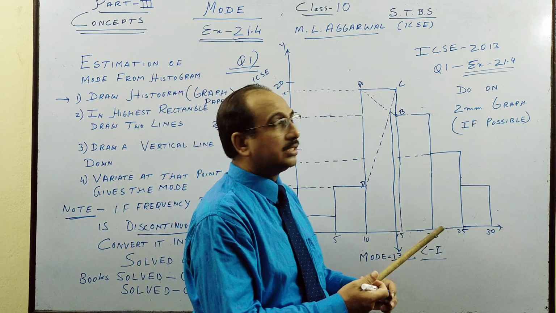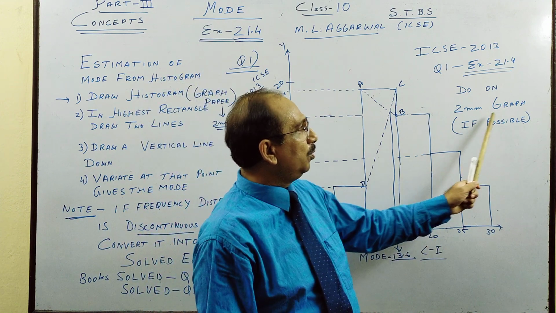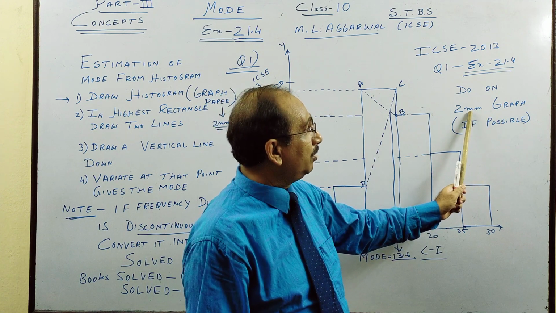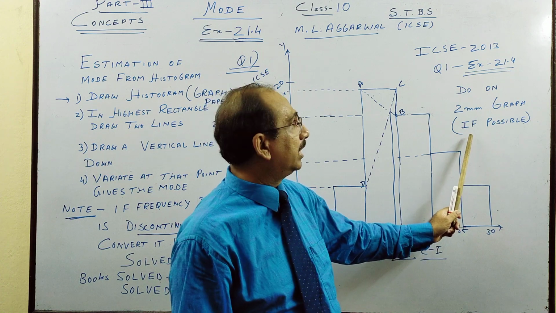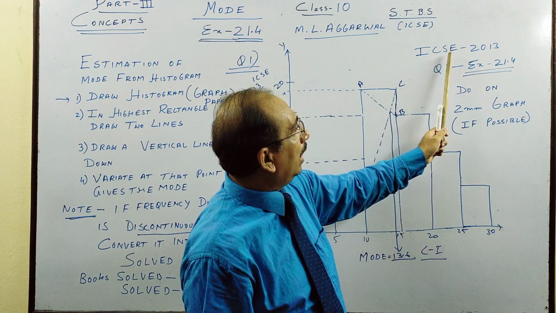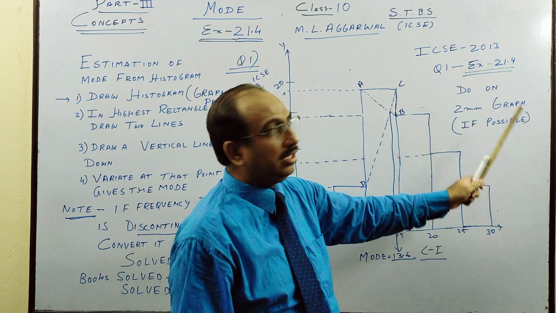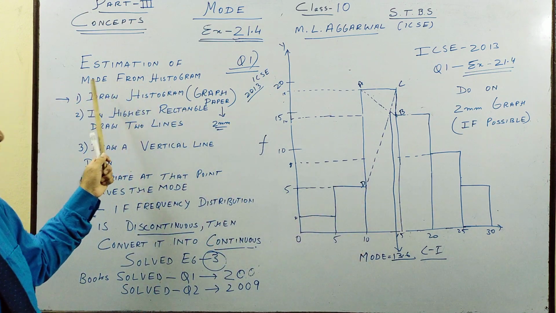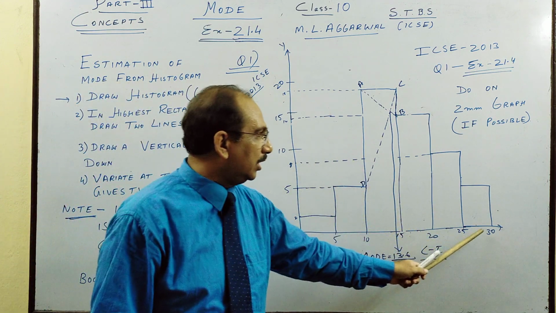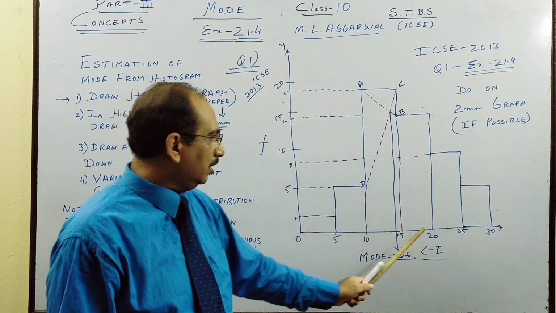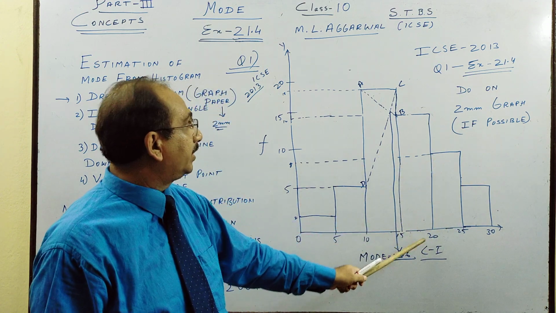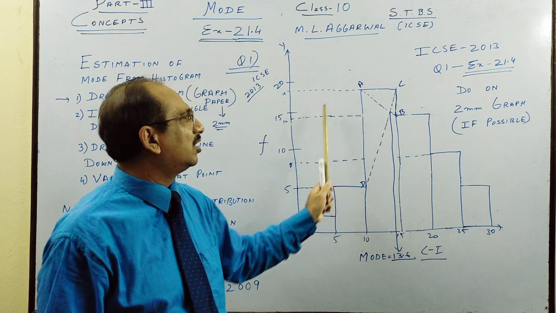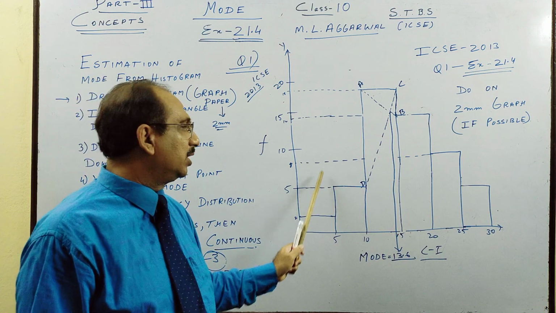Use a graph paper. ICSE tells children that for this you need a 2 millimeter graph. Graphs are generally of 2-3 types, like the inch graph. This is a 2 millimeter graph if possible. Now you may not get the graph also. This is ICSE 2013, question 1 of exercise 21.4. So first we draw the histogram, which I think all of you know. Then 20 to 25 is 8, and 25 to 30 is again 5. This dotted line is not needed here, but when you do it on graph paper, you will understand.